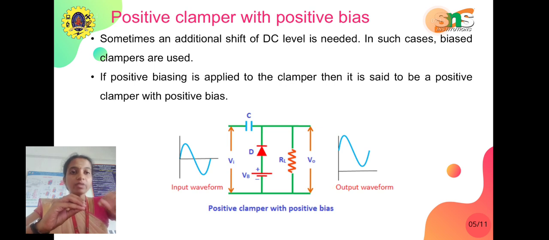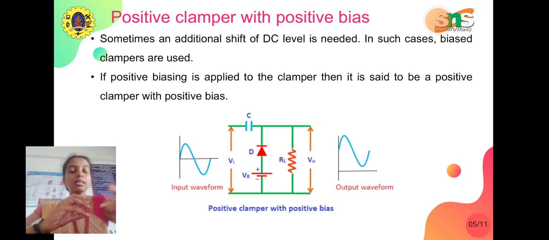Why? Because we need extra supply for enhancing the input signal. We are going to use an external power supply over here, which is used for shifting the clamper circuit a step ahead. Sometimes an additional shift of DC level is needed. In such cases, biased clampers are used. If positive biasing is applied to the clamper, then it is said to be a positive clamper with positive bias.